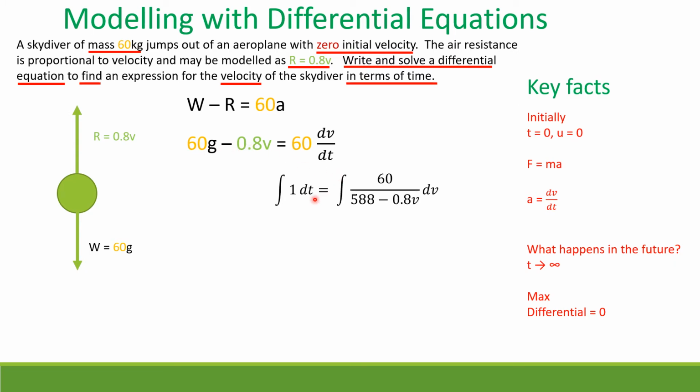So when I separate the variables, my dt is going to multiply up to the left-hand side, and the 60g minus 0.8v is going to divide and come underneath. If you work out 60 times 9.8, you will get 588. The 60 on the right-hand side has stayed put. The dv has also stayed put. And you've got 588 minus 0.8 V on the right-hand side, and you're left with just 1 on the left-hand side, that's 1 lot of dt.